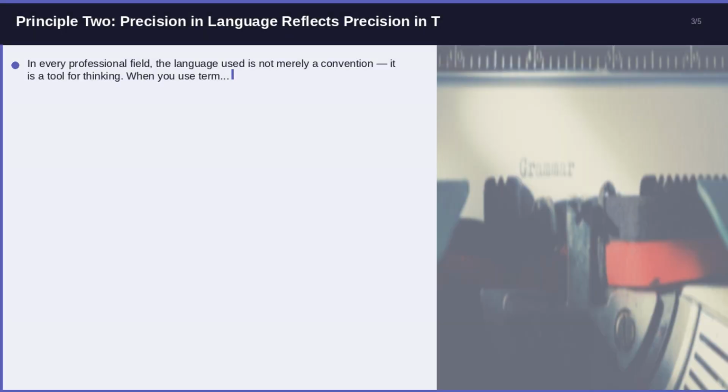Principle 2. Precision in language reflects precision in thinking. In every professional field, the language used is not merely a convention. It is a tool for thinking. When you use terms loosely or interchangeably when they are not interchangeable, you introduce ambiguity into your own reasoning. Students of Email Marketing Mastery, from list building to high-converting campaigns, who invest time in understanding terminology precisely find that their analysis becomes sharper.